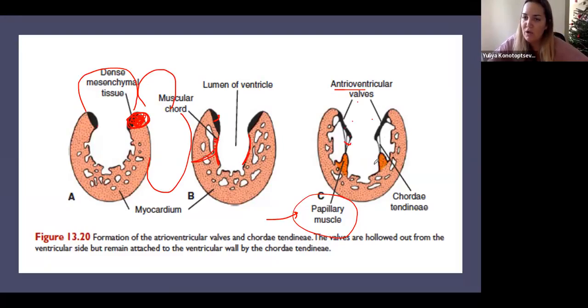Somehow the apoptosis was too much. It removed so much of the wall of the ventricle that we didn't even get to have the 3rd papillary muscle there.